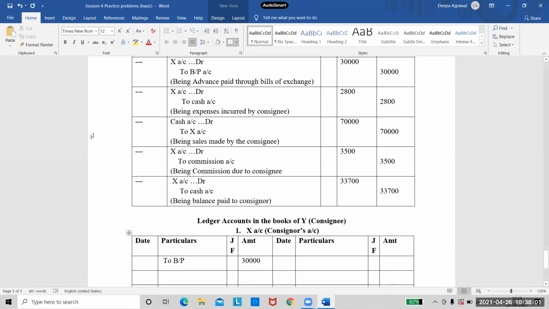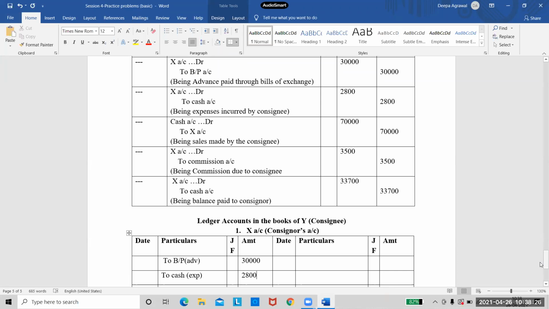And then we have X account debit to cash. So this entry will also come on the debit side. We will write it as to cash. And we can write here in brackets what the entry is related to, so that we don't forget. This to cash is for expenses. I will just write that there. And it is 2,800.